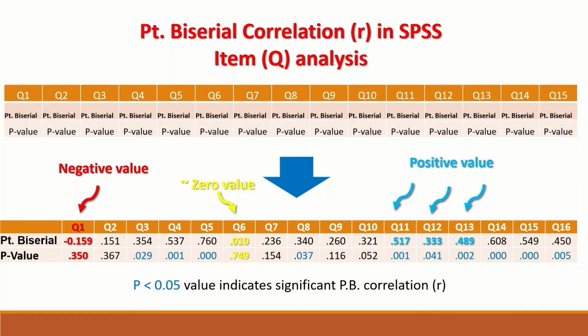So this is the way to use the power of the point-biserial correlation coefficient to determine the R value and the p-value, and to look at the correlation between a specific question and the overall mark, to determine whether the question is good or bad.